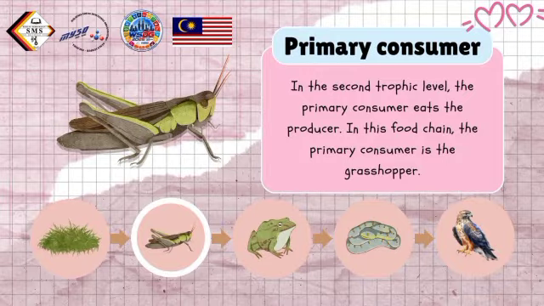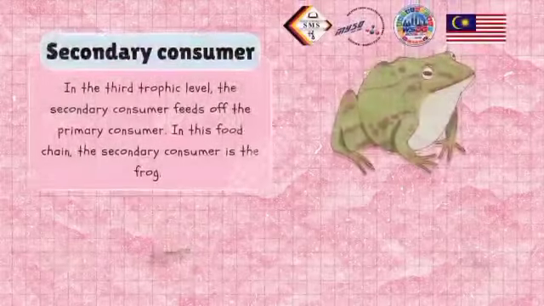Next up, we have the primary consumer. In the second trophic level, the primary consumer eats the producer. So it is an animal that eats plants. In this food chain, the primary consumer is the grasshopper. Let's look at the flow. The grass is the producer, and then the grasshopper eats the grass. That's why the grasshopper is called the primary consumer.